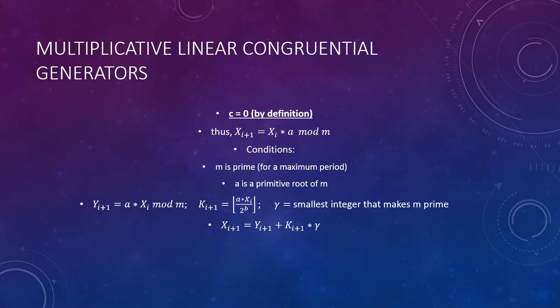The next section in chapter 2 is the multiplicative linear congruential generators. It is quite the same as the previous section, the mixed linear one, and it has the same conditions. The only difference is that m is derived for the maximum period, and a is a primitive root of m. Here lambda is the smallest integer that makes m a prime.